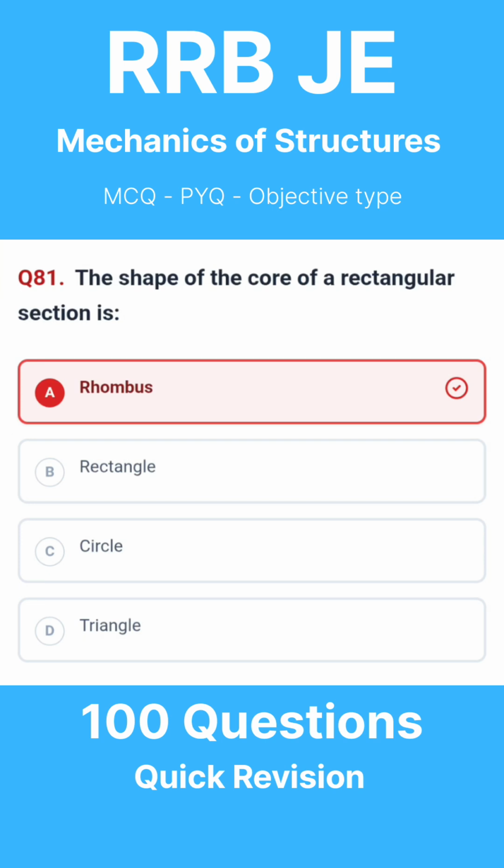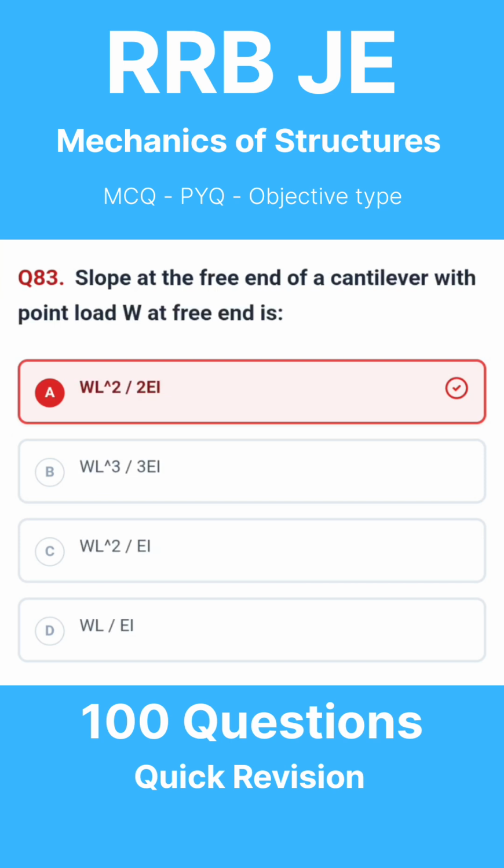Question 81. The shape of the core of a rectangular section is: the correct answer is rhombus. Question 82. The shape of the core of a circular section is: the correct answer is a circle, diameter d divided by 4. Question 83. Slope at the free end of a cantilever with point load W at the free end is: the correct answer is WL squared divided by 2EI.